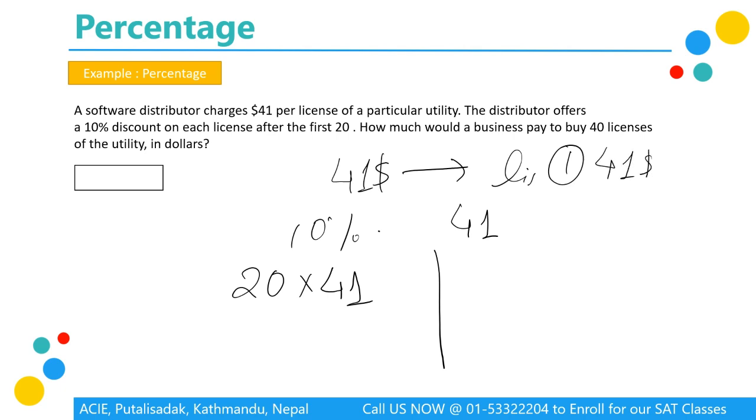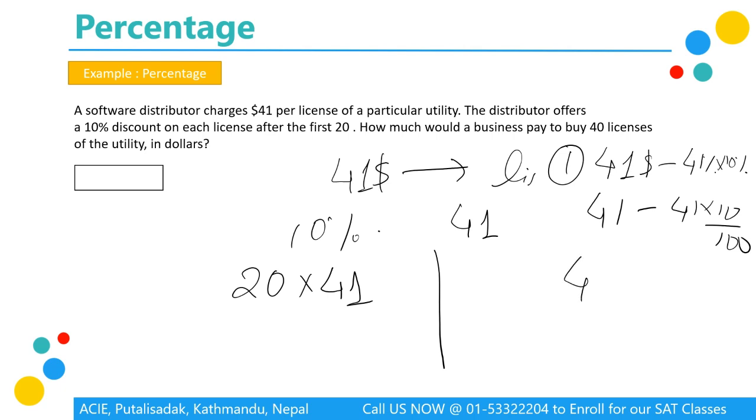$41 minus $41 into 10%. 41 minus blah blah blah गर्दाखेरि 41 into 10 by 100 गर. It's a quite long process when we're using the percentage sign itself, right? Second could be an easier way, which is using the decimal format itself, right?